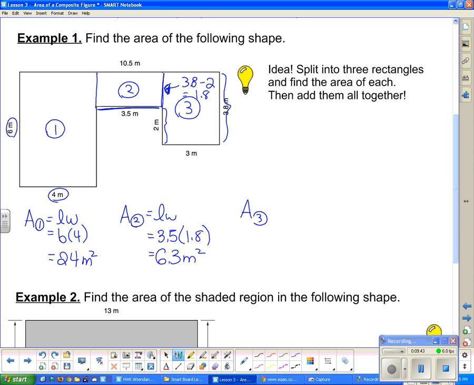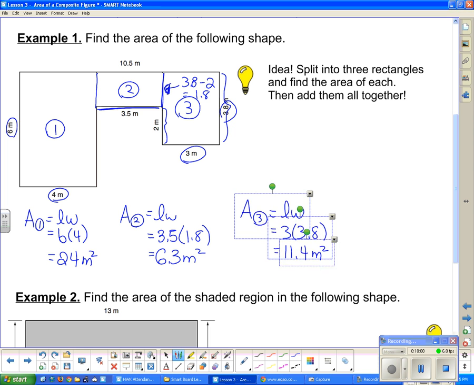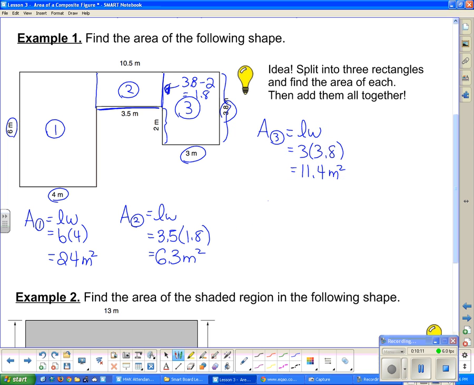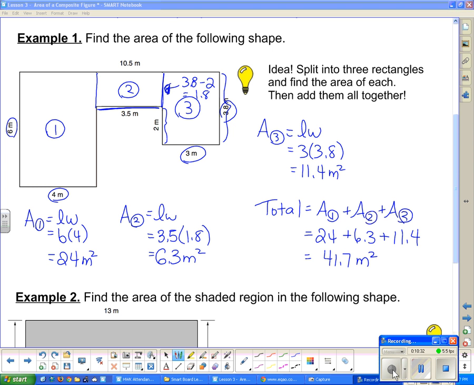Then we need to find the area of the third shape, which is also a rectangle, so we say length times width. The third shape, we've got those numbers there. It's 3 and 3.8, so it's 3 times 3.8, which equals 11.4. And now we just have to add them all up. So total area, and I'm going to move this one up. Total, we add them all up. I want the area of 1 plus the area of 2 plus the area of 3. And that's going to give us 24 plus 6.3 plus 11.4, which totals 41.7 square meters.